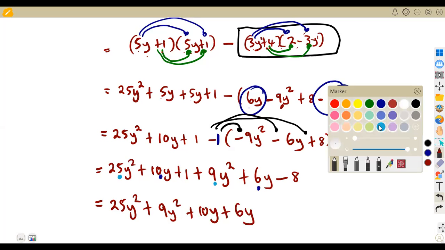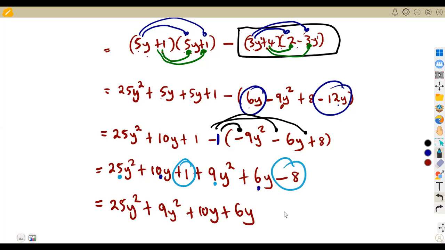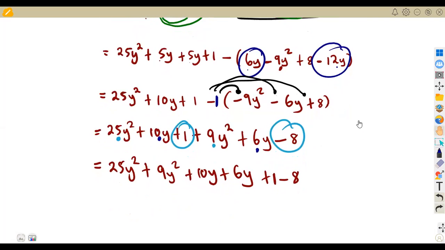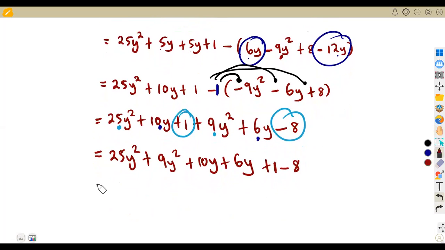Then we also have the constants to consider. This is a 1 and this is a minus 8, so you're going to have plus 1 minus 8. Once you have this, you were actually supposed to just give us the final answer from this part. But just because we want all of us to properly understand what is happening, we are simply collecting the like terms, the y squared and y squared, the y terms together. After that, you are going to combine your terms because these are like terms.